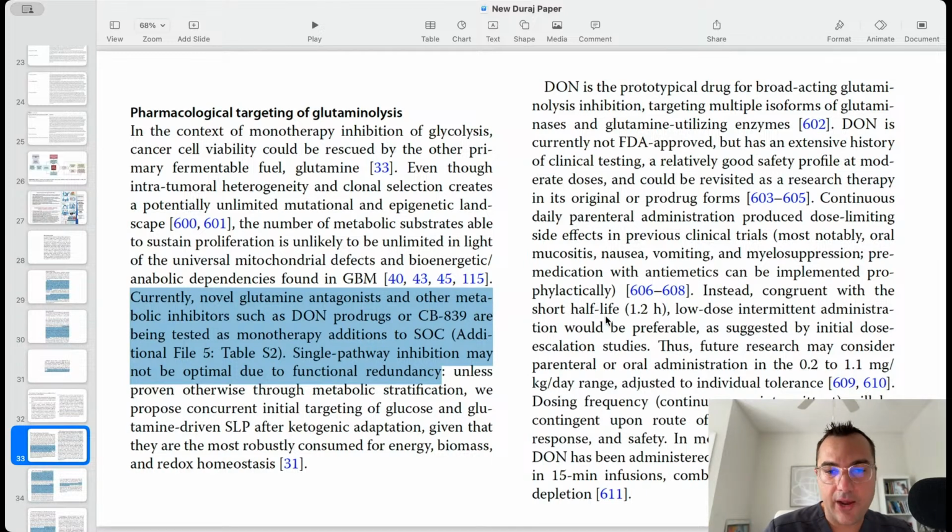Instead, congruent with the short half-life, low-dose intermittent administration would be preferable, as suggested by the initial dose escalation studies. Thus, future research may consider parenteral or oral administration in the 0.2 to 1.1 milligram per kilogram per day range, adjusted for individual tolerances. Dosing frequency, continuous or intermittent, will be contingent upon route of administration, anti-tumor response, and safety. In recent phase 2A studies, DON has been administered at 140 milligrams per meter squared twice weekly in 15-minute infusions, combined with plasma glutamine depletion.